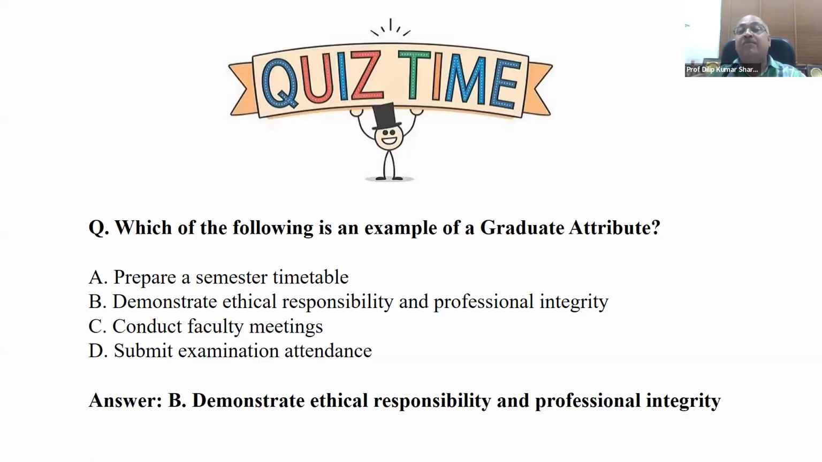What is the following example of a graduate attribute? Ethical responsibility, professional integrity, because of ethics. Go to next.